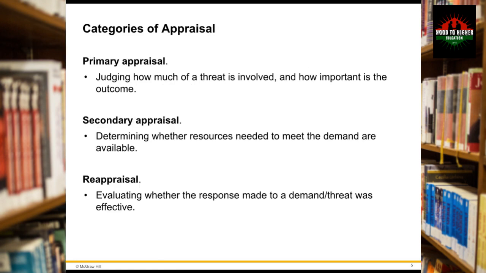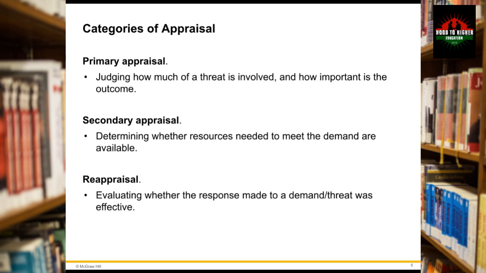So categories of appraisal. So we got primary appraisal, which is judging how much of a threat is involved and how important is the outcome, right? So that's also kind of how we interpret, right? Interpretation of the stressor. So secondary appraisal is determining whether resources needed to meet the demand are available. So I always talk about the counseling center. In this course, I talk about our mental health and wellness team. We also have a food pantry for those students that are struggling with food insecurity, meaning you don't necessarily have the means to have a meal every day, right? This college wants to be able to help you with that.